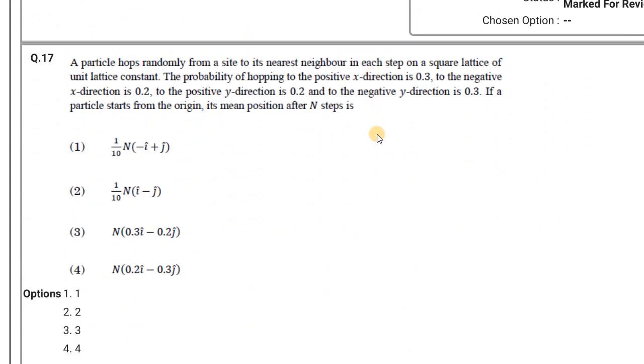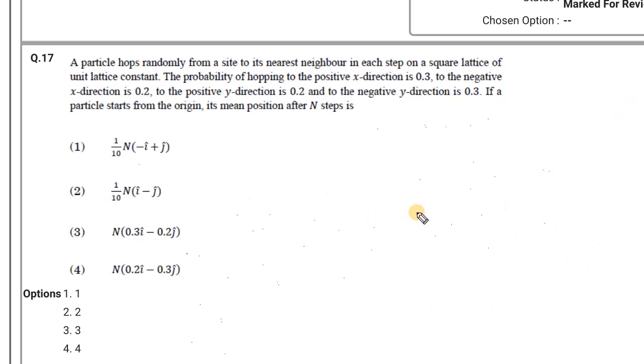This is random walk, man. Random walk, you know the average is n multiplied by p. So the probability multiplied by the total number of samples is the average displacement or average propagation of that variable. So you take the x side displacement, the y side displacement, then you just add. Hopping positive x is 0.3, negative x direction is 0.2, positive y 0.2, negative y is 0.3. So effectively positive x is 0.1, negative x is 0.1.